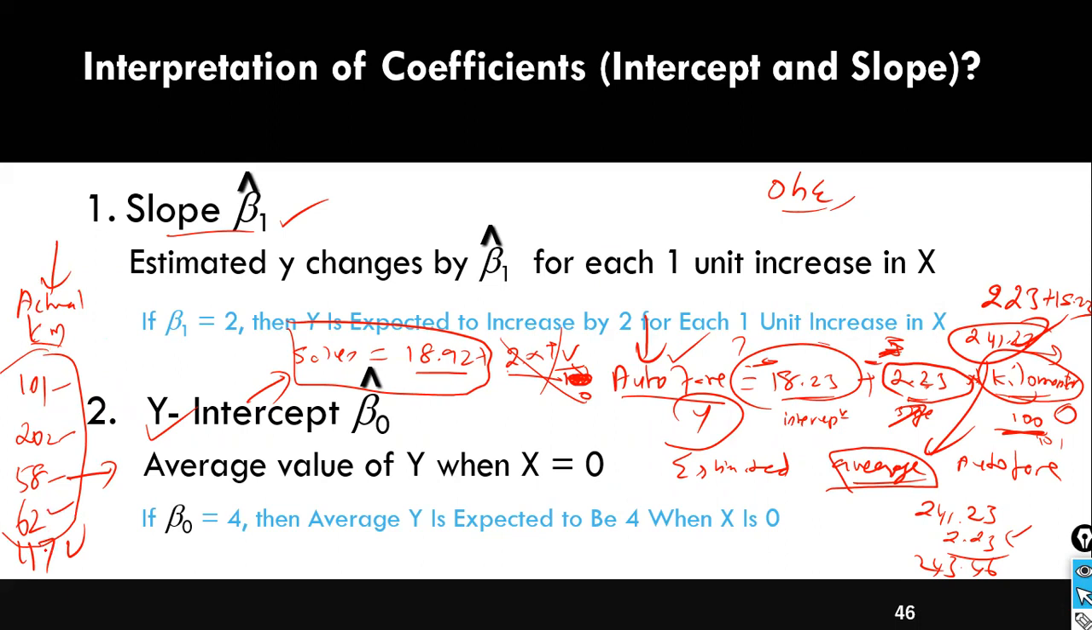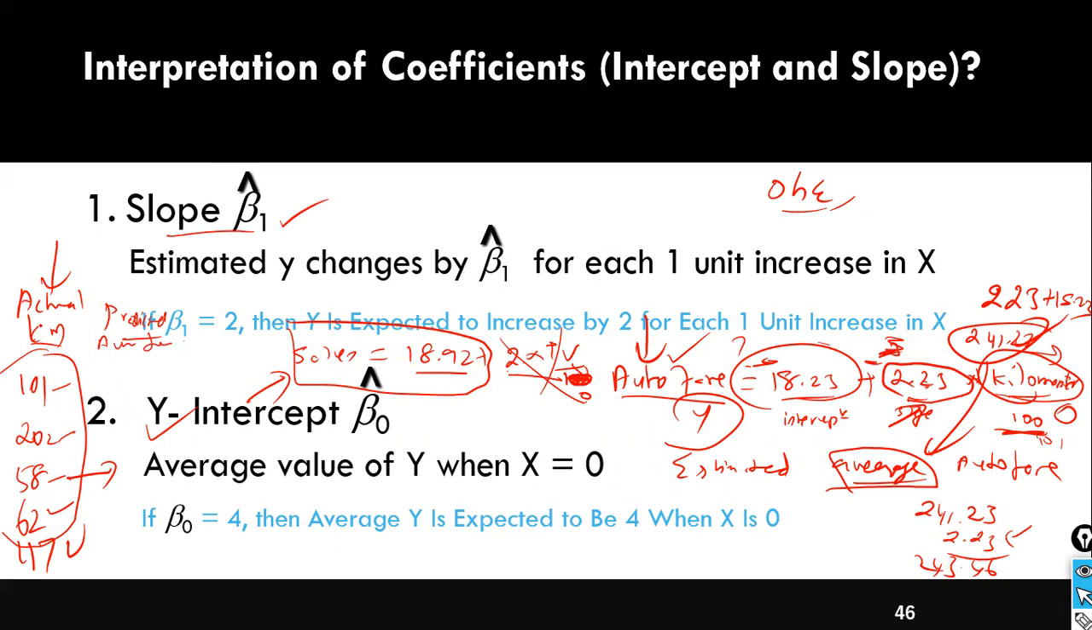It was given by your manager. So what do you need to give him? Predicted values for this, predicted price, auto fare, predicted auto fare. You need to give him the predicted auto fare.